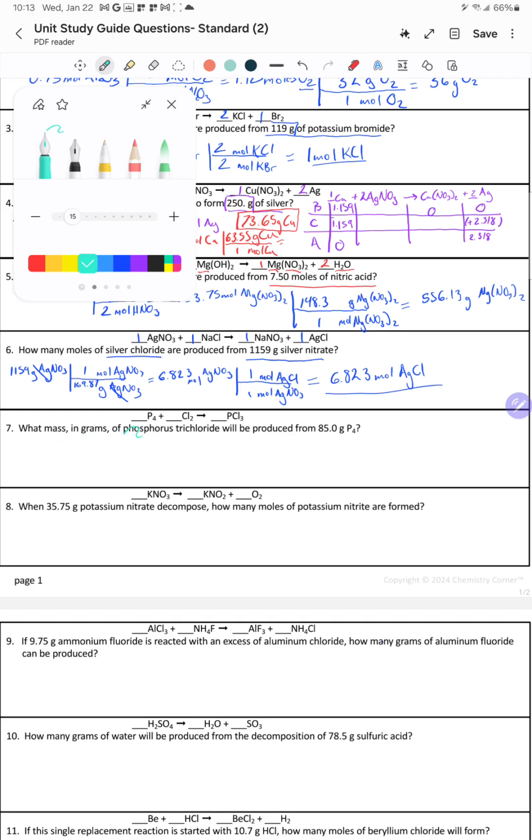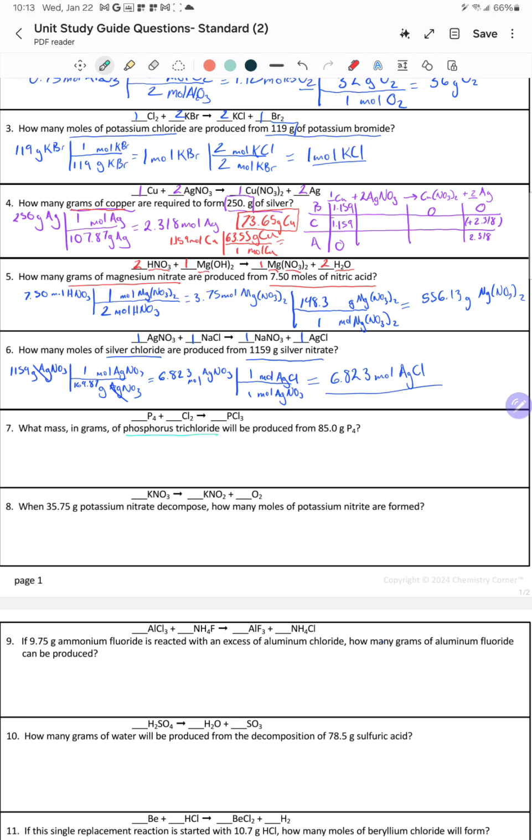All right, so it says how many grams of phosphorus trichloride are produced from 85 grams of phosphorus. So I'm going to start by balancing my chemical equation. I have 4 phosphorus on one side, 1 phosphorus on my product side. So I'm going to put a 4 here. This makes it where now on my product side I have 12 chlorine. Well, I had to figure out how many times 2 goes into 12, and that's 6. And that means that's a 1. So my ratio is 1:4:6.